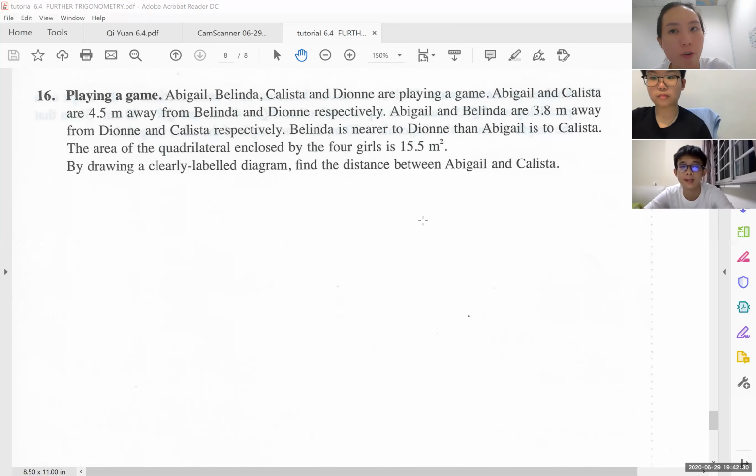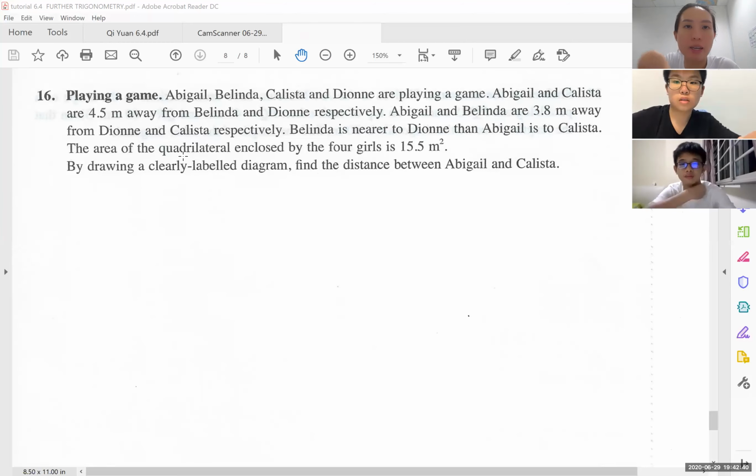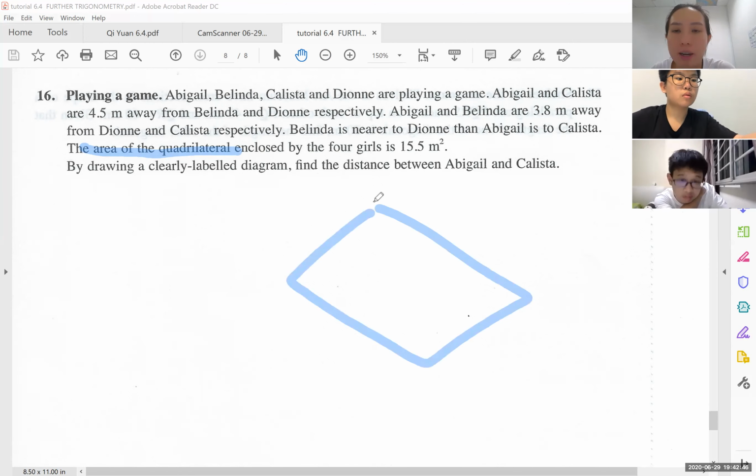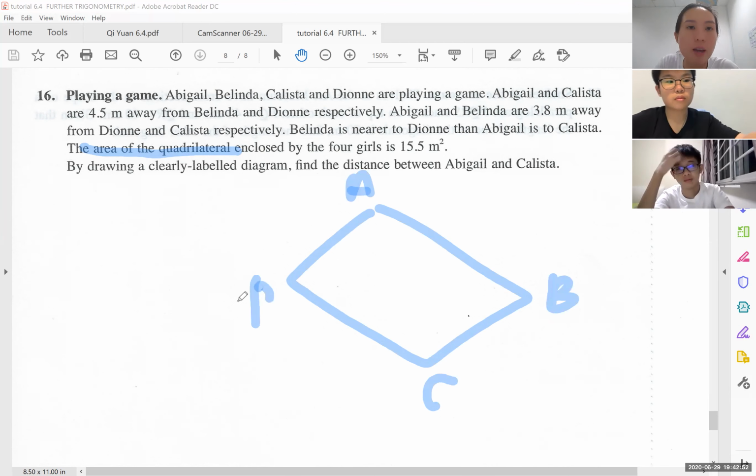Which sounds very confusing, so I skip that first. Next, I have A and B are 3.8 meters away, and they say that it is a quadrilateral. Which means I do not know the shape, so I just draw one quadrilateral anyhow. I call it A, B, C, D. So they say that A and B are 3.8. Let's start with this one first.